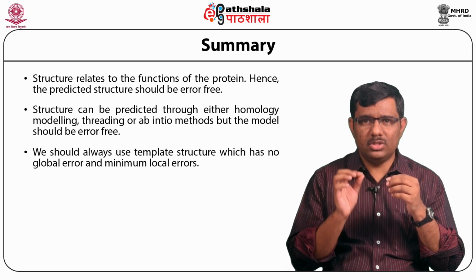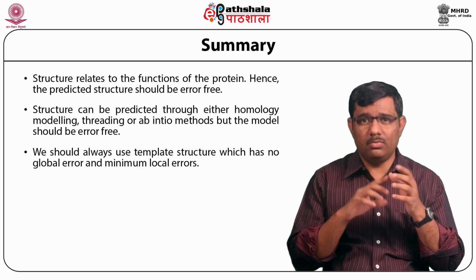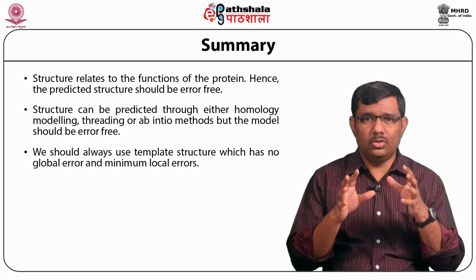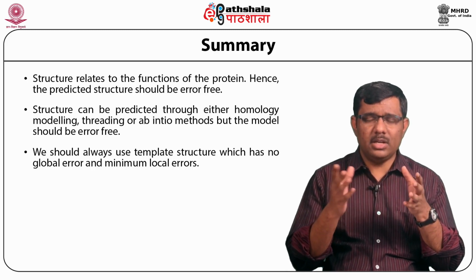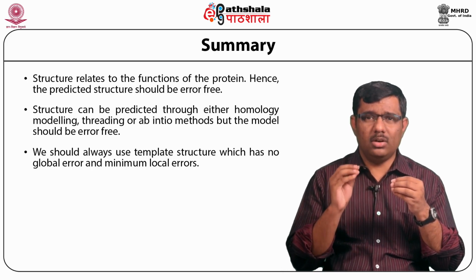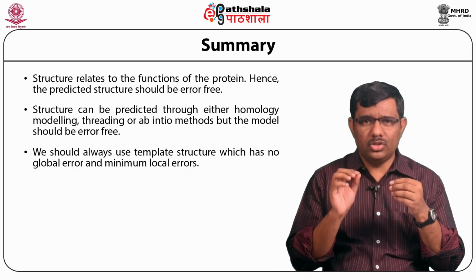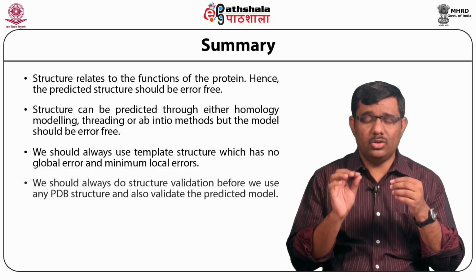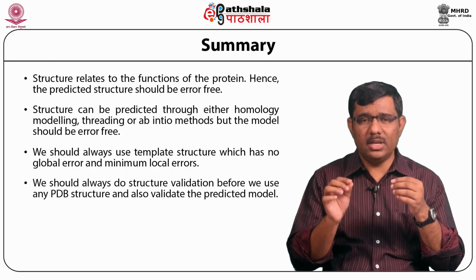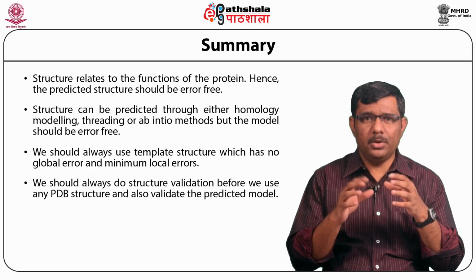So we should always use a template structure which has no global error. That means it should not have a wrong fold where instead of a helix you have a loop. So those global errors should not be there, and it should have minimum local error. That means with any experimental technique you take, there will be some error, but the error should be very local and minimal. So we should always do structure validation before using a predicted structure, and you should also validate the predicted model. That will help you to understand the biological functions.